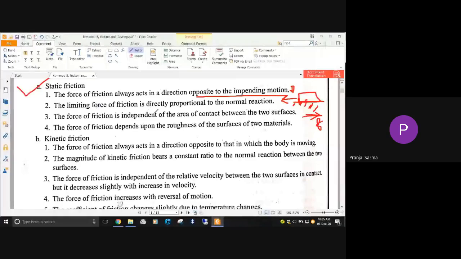And the limiting force of friction is directly proportional to the normal reaction. We already know that due to this friction there will be a normal reaction developed, N or R. So the limiting friction is directly proportional to the normal reaction. This force of friction is independent of the area of contact between the two surfaces. It actually depends on the nature of the two surfaces in contact, on the roughness of the surfaces of both contacting materials. So roughness or smoothness, ultimately both are related, and it plays a vital, direct role in the friction.